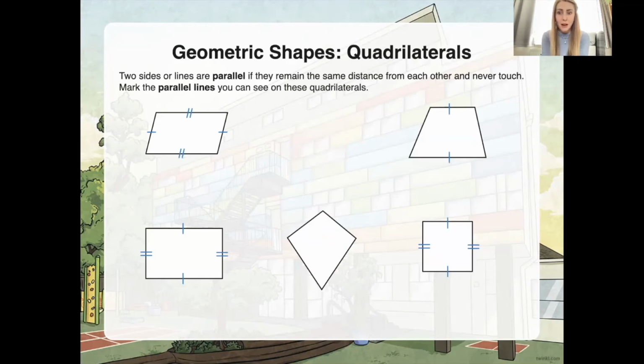We've got, top left, a parallelogram. You can see where it gets its name from. The parallelogram has two sets of parallel lines. We've got a rectangle on the bottom left and we've got the square on the bottom right.